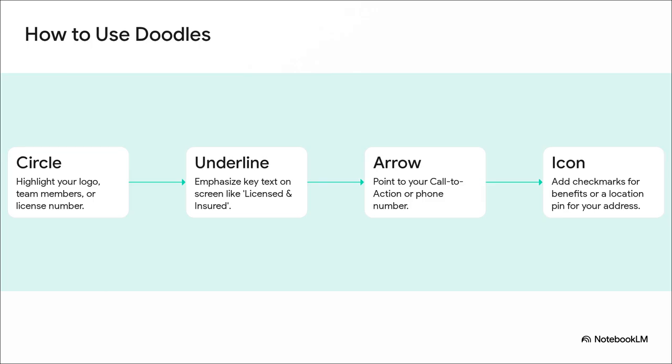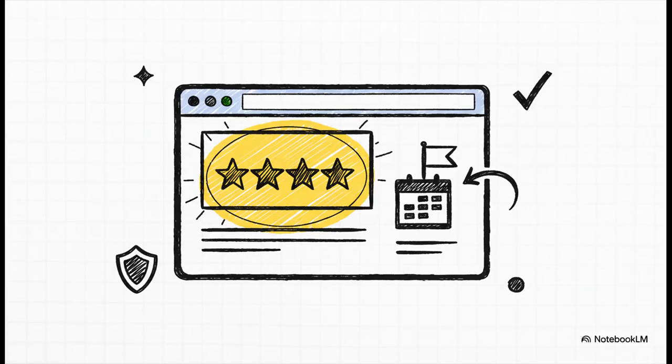And it's super simple to do. You can use a simple circle to draw attention to your company logo on a shirt, or maybe the license number on your truck. An underline can make a key phrase like licensed and insured really pop. An arrow can point right to your phone number, and you can even use simple icons like check marks to add a quick visual punch. And this is where it gets really powerful. Just imagine a quick doodle that highlights your 5-star rating, or maybe the year your business was established. These are the exact credibility signals that so many businesses are missing, and a simple little animation makes them absolutely impossible for a potential customer to miss.